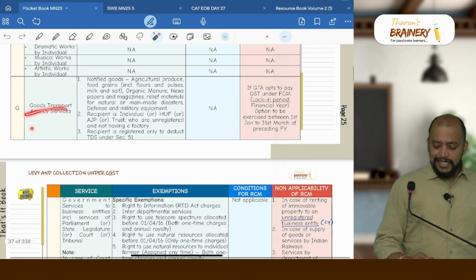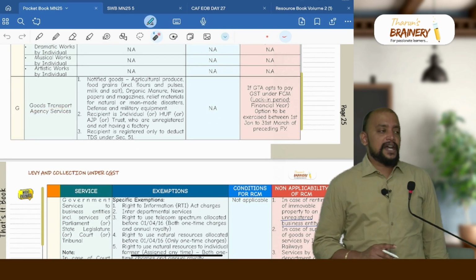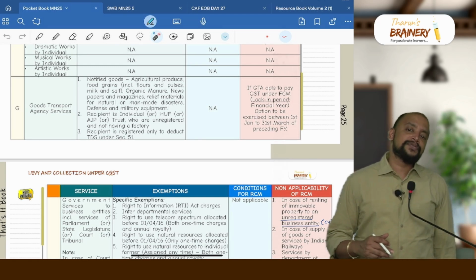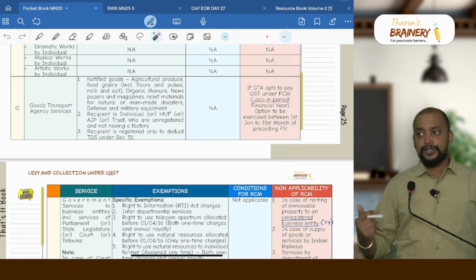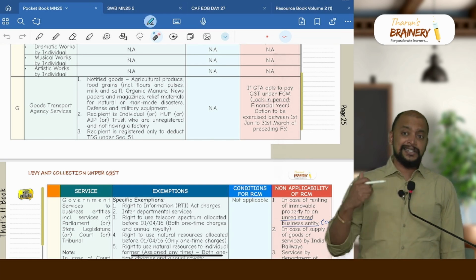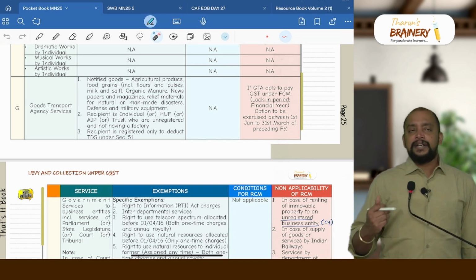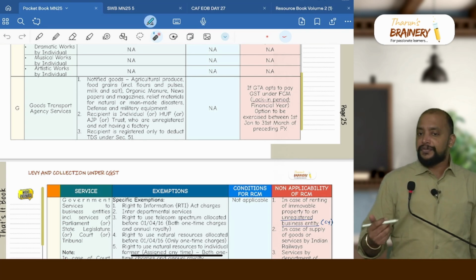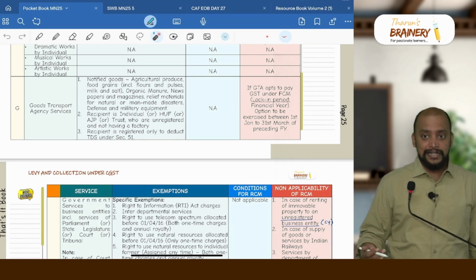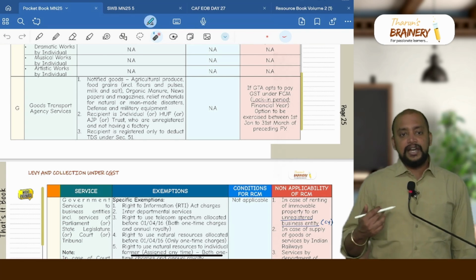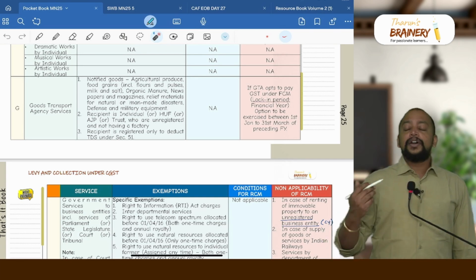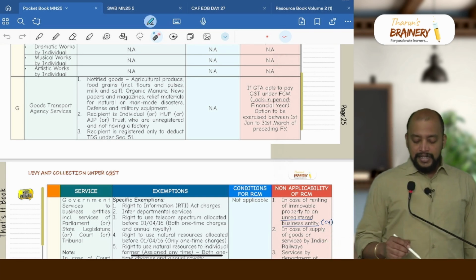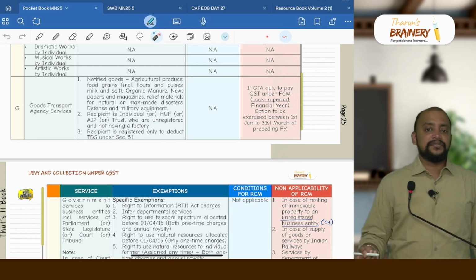Then GTA services. For GTA services, we have 2 exemptions. Number 1, notified goods: agricultural produce, food grains including flours, pulses, milk and salt, organic manure, newspapers and magazines, relief material for natural and man-made disasters, defense and military equipment. And number 2, if the recipient is an individual, HUF, AOP or a trust, and if they are unregistered and they are not having a factory, or if the recipient is registered only for the purpose of deducting TDS. So in these cases it is exempted, in other cases it will be taxable.